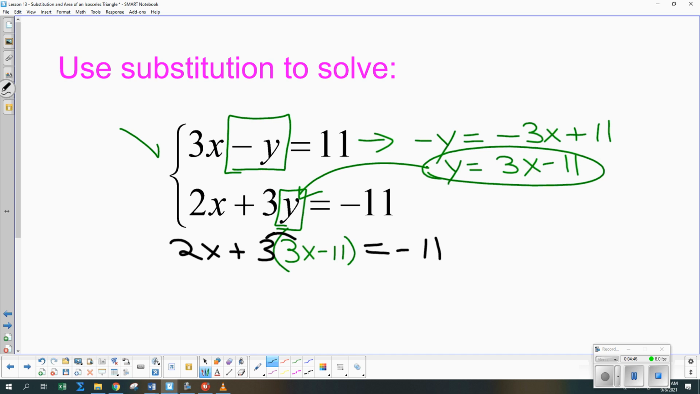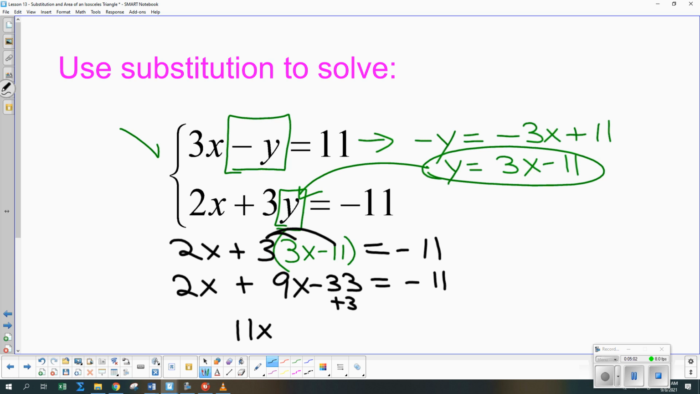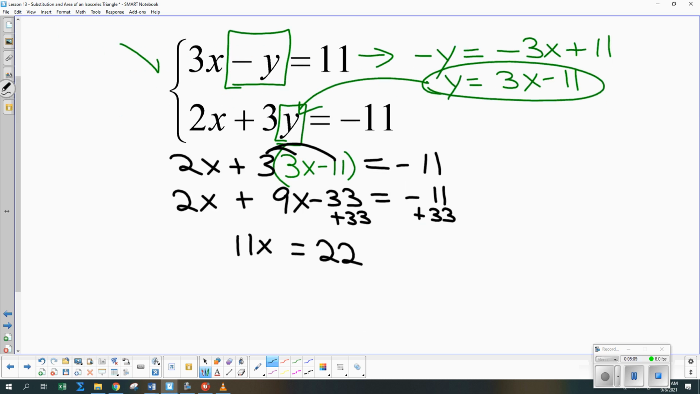Next step, distribute the 3, so that part is a 9x minus 33. We still have the 2x. We still have the negative 11. The 2x and the 9x combine to make 11x. If I have a minus 33, I need to add 33 to both sides. So 11x is 22. And when I divide both sides by 11, I have 1x is 2. That means x is 2.